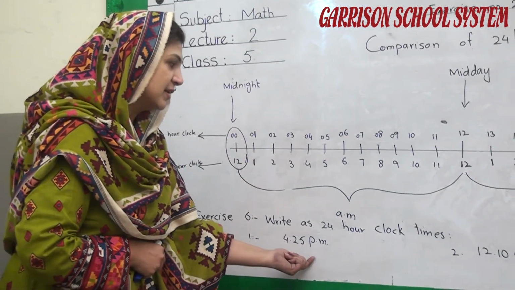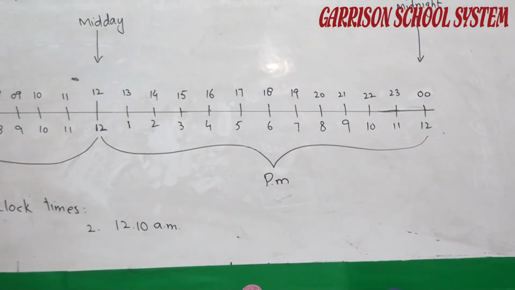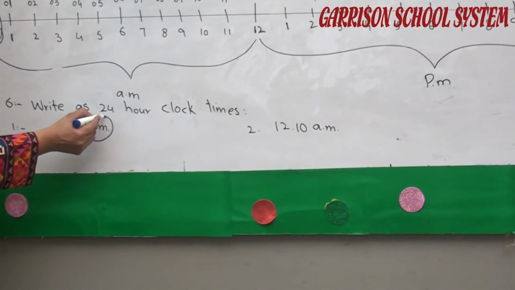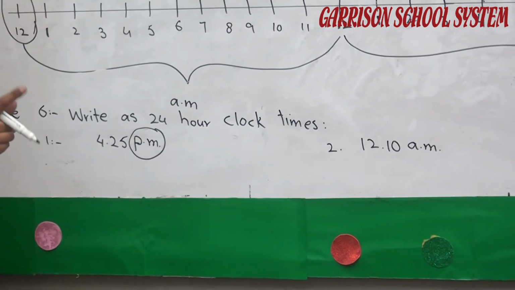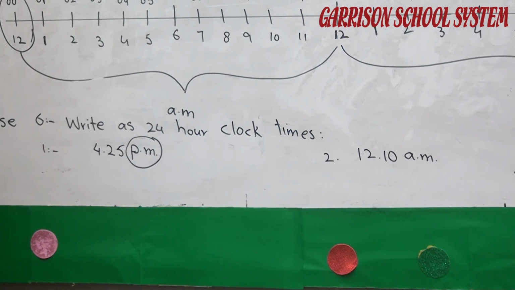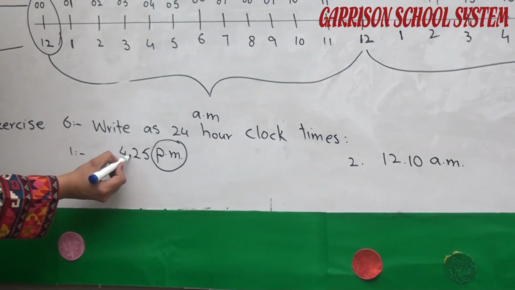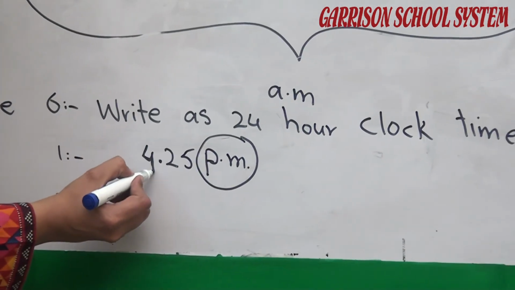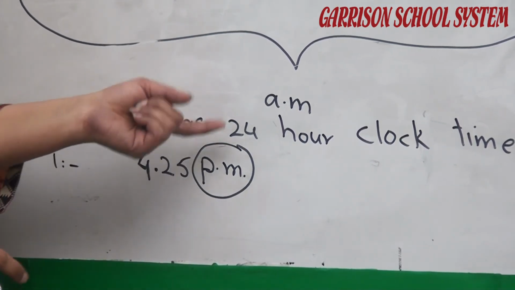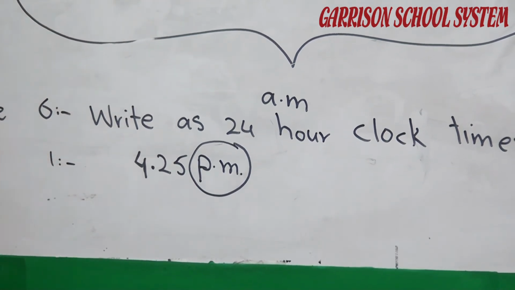It is the PM period. In the PM period, there is a problem because we have to change the number. So what can we do? We have a very simple formula: when we have PM and we convert it into the 24-hour clock, we will add 12 to the number. Just like this.